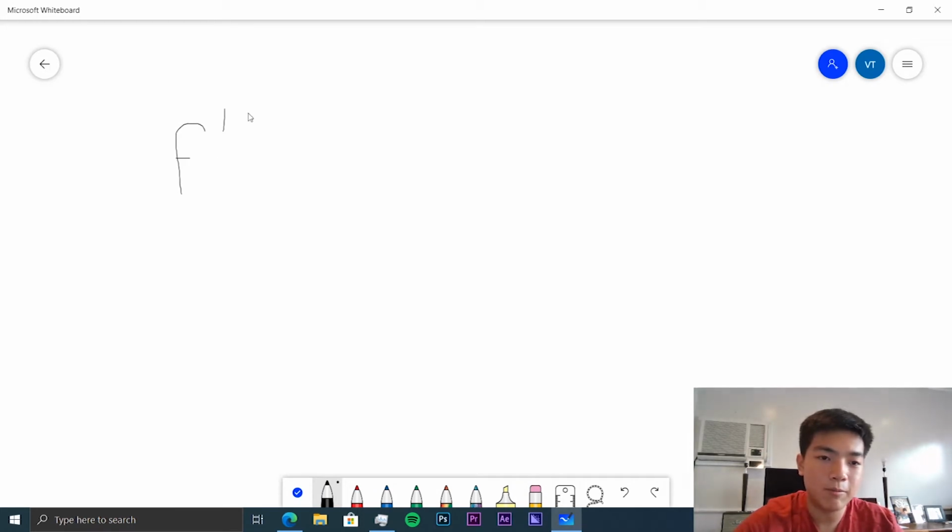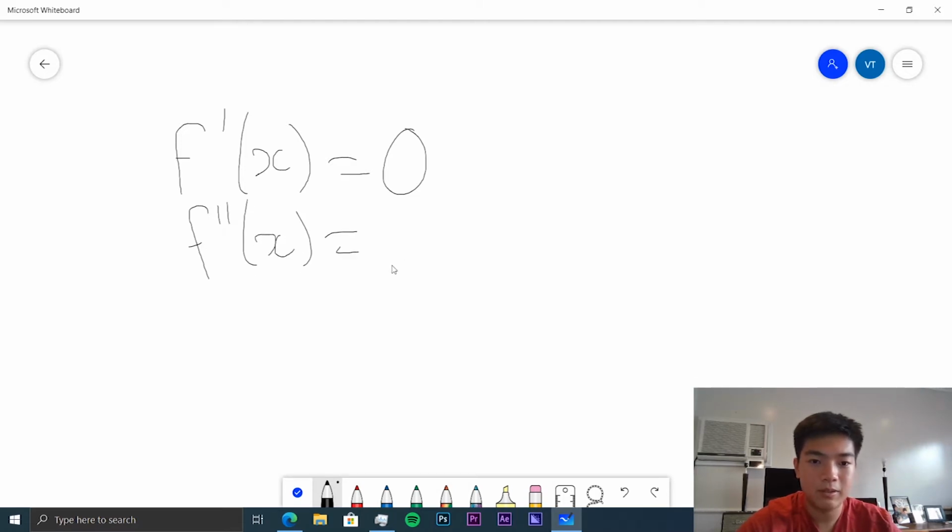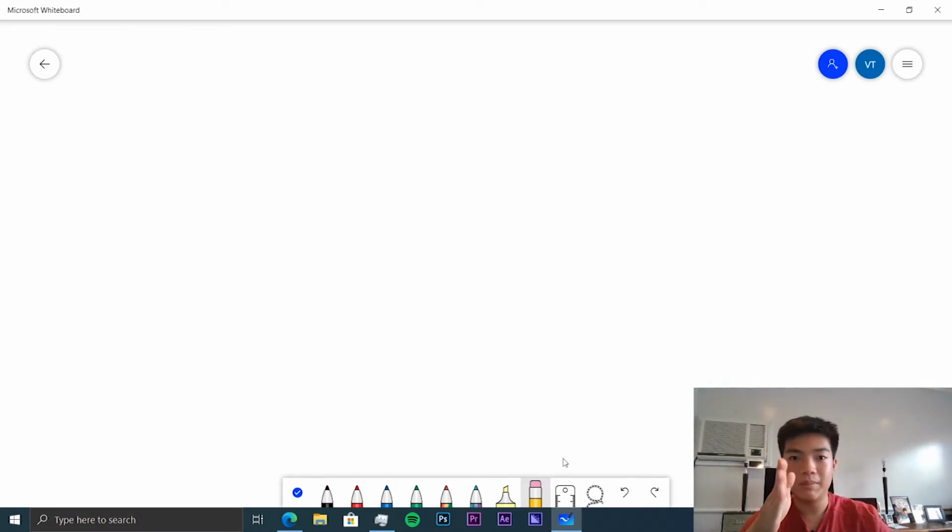We just need to find when f prime x is equal to 0, and of course f double prime is equal to a negative number. So therefore it's a maximum. That's the mode. So the median is referred to as the midpoint of the frequency distribution.